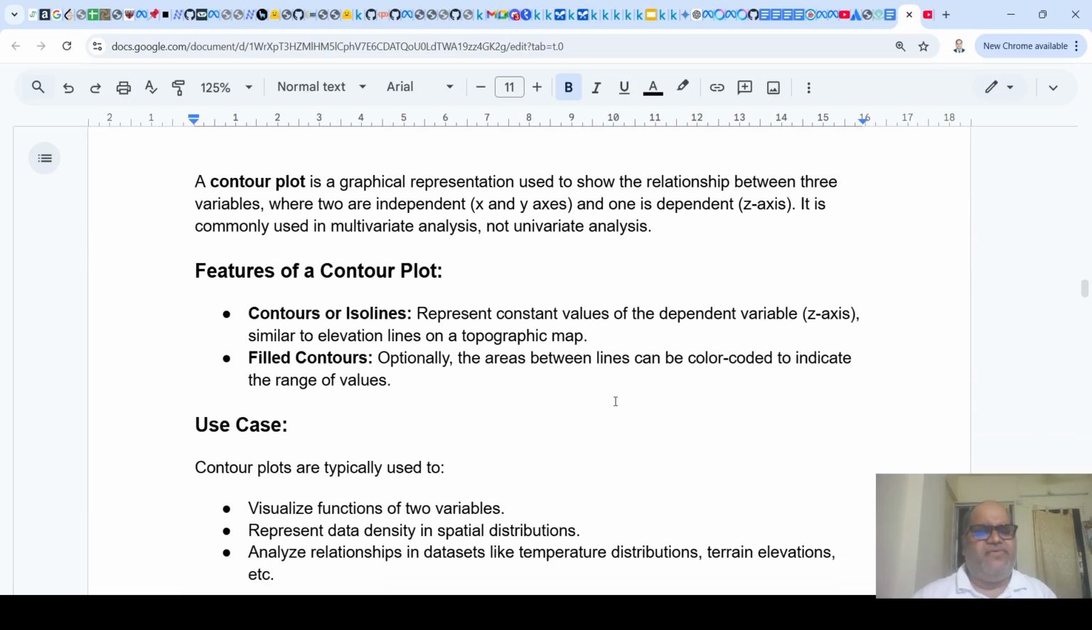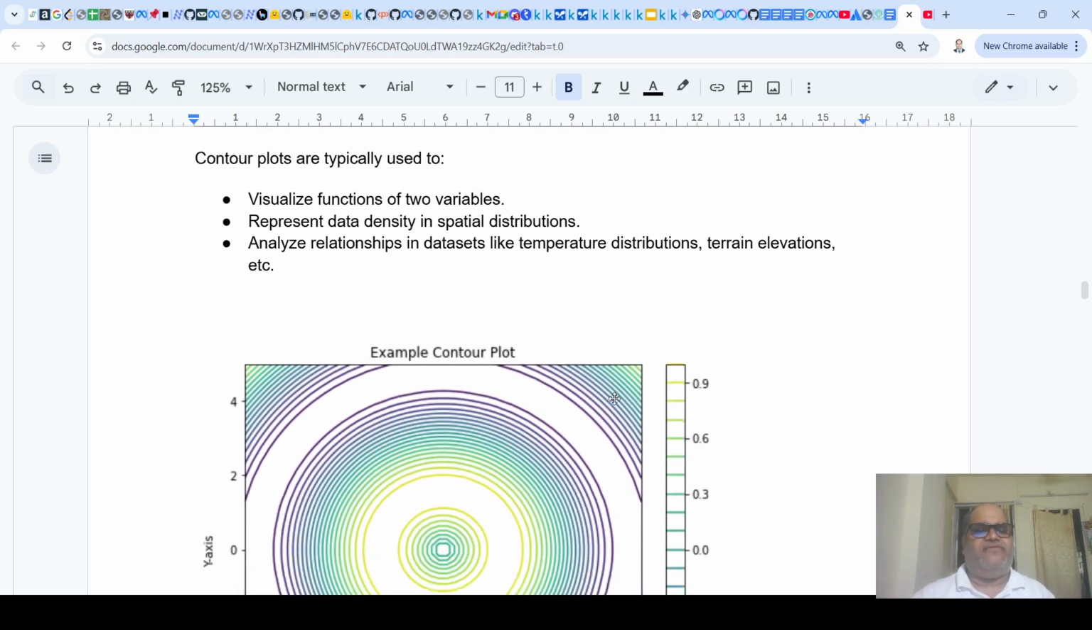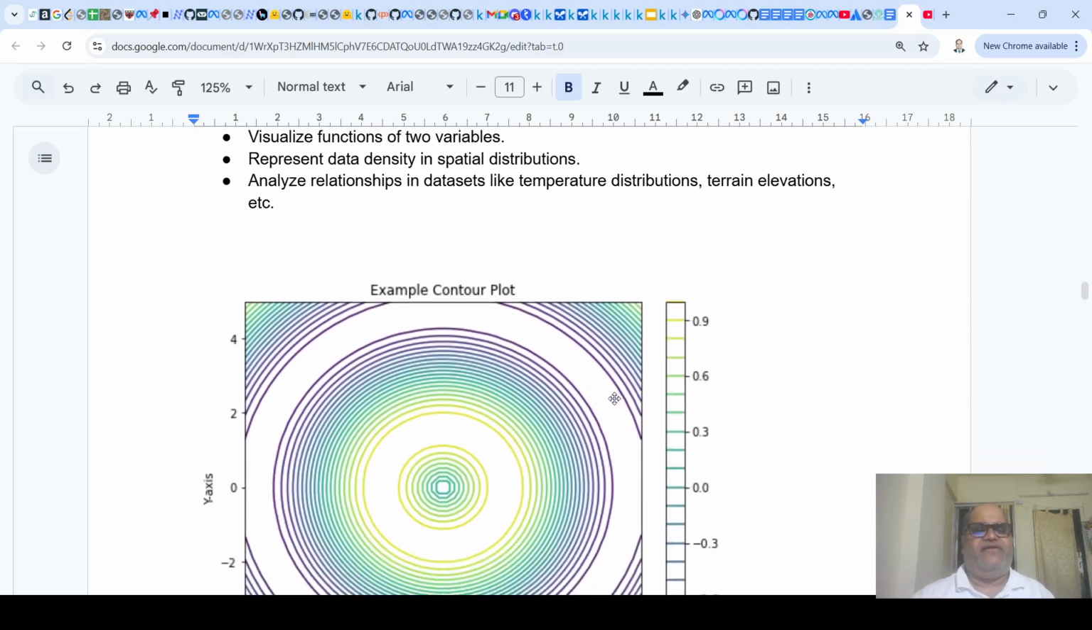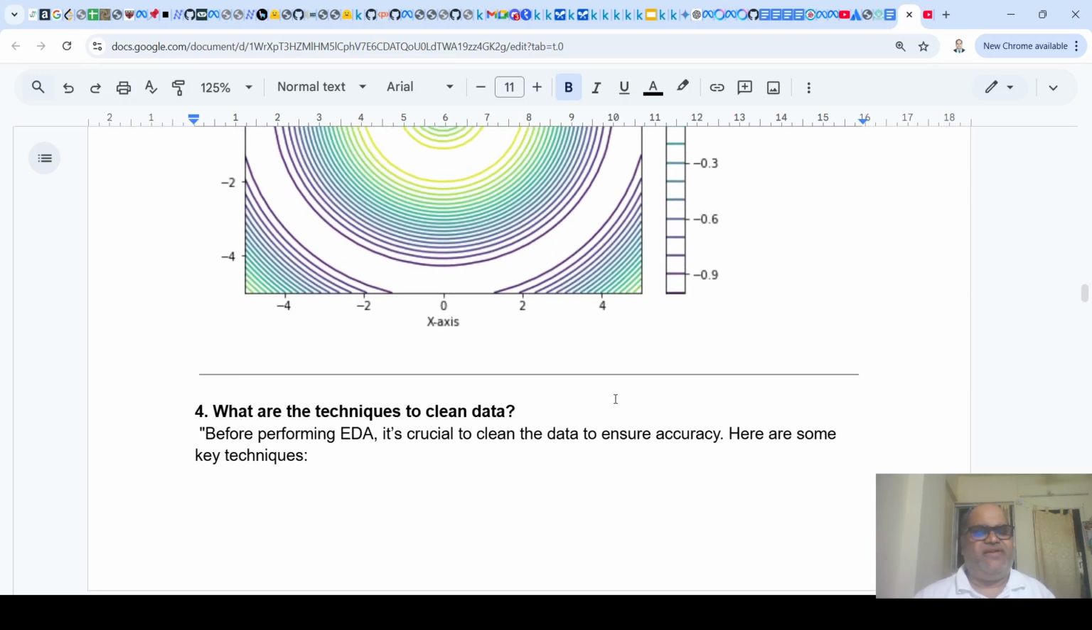Contour plot, this could be when you want to do a three-dimensional one. So you can have, for example, two independent axes and then one dependent axis, and here you can look at more than two variables together to see any kind of relationship out there. So this could be important for visualizing relationships between two or more variables. This is just one typical example that you see.